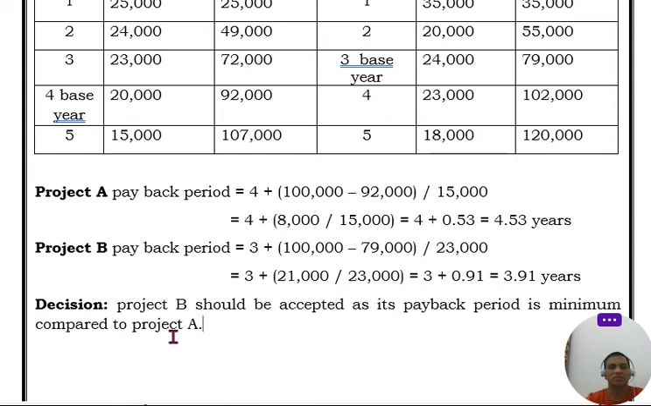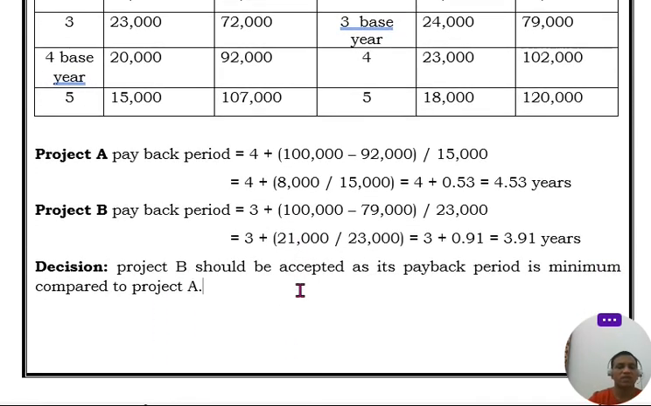That is the decision. In case of a single project, we will compare with the standard payback period and take the decision of accept or reject. In case of more than one project, you will compare them and whichever has the least payback period should be accepted. So this is about the payback period method.